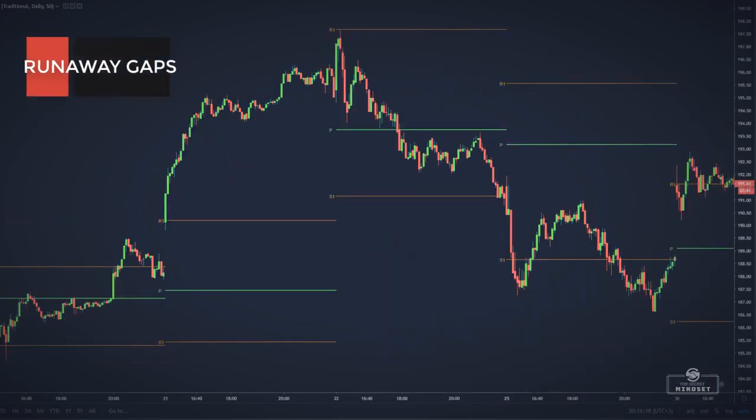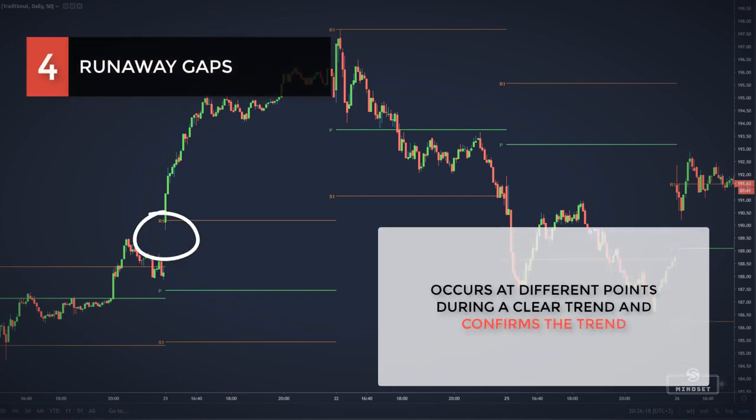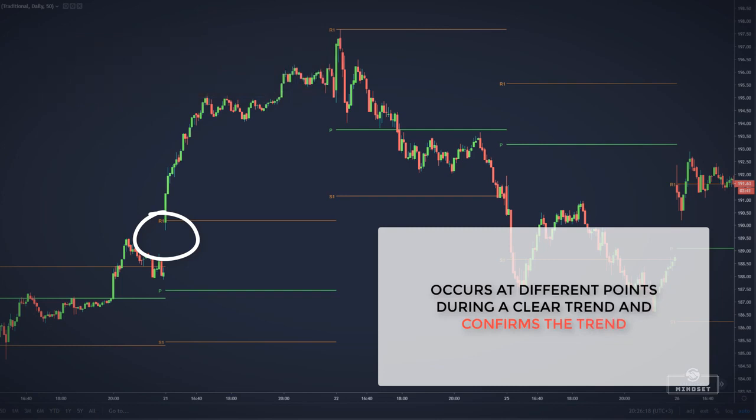And finally, we have runaway gaps. A runaway gap occurs at different points during a clear trend. It is characterized by a significant change in price in the direction of a trend.